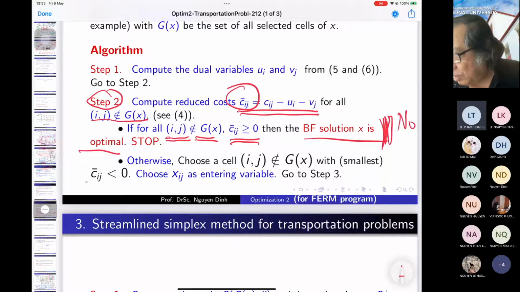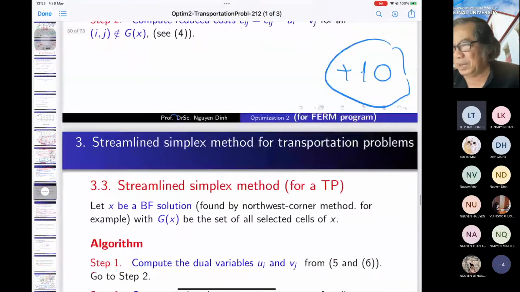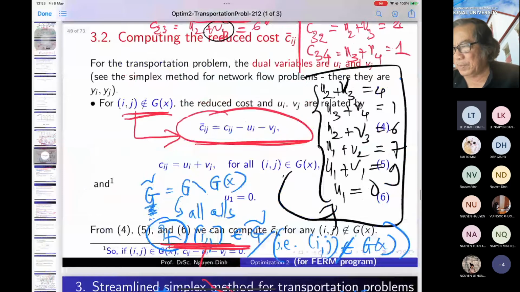We are in the case that there is some c bar ij which is negative. Is that okay? And then by step 2, choose xij as the entering variable, the xij with c bar ij less than 0. Then, as in the last time, if c bar ij is less than 0, then what we have here.